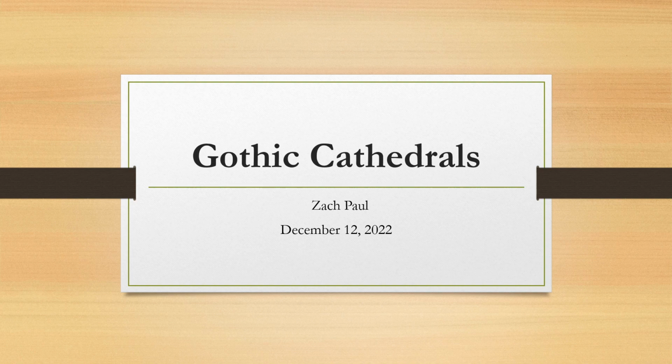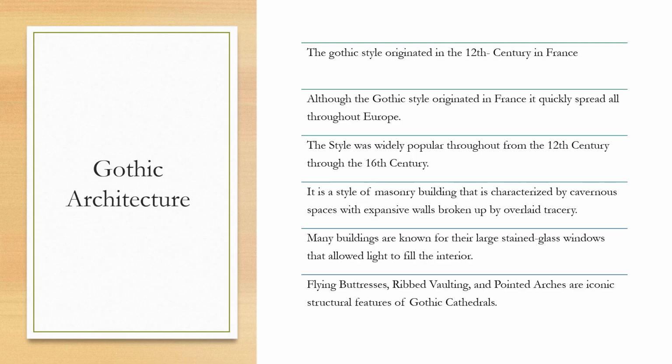Let us begin. Gothic architecture. The Gothic style originated in France during the 12th century. The style became popular throughout Europe from the 12th century through the 16th century. The design featured tall buildings, large stained glass windows, statues, and paintings that featured many iconic figures.